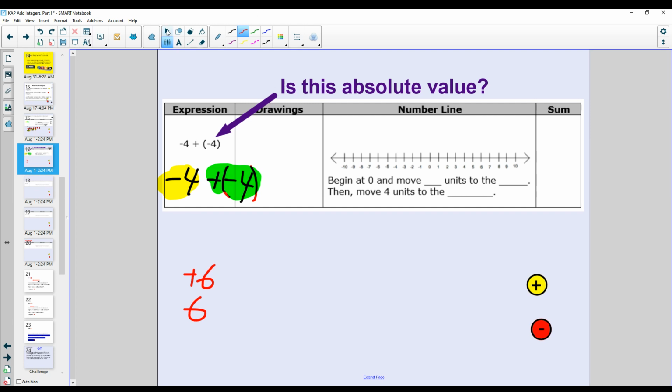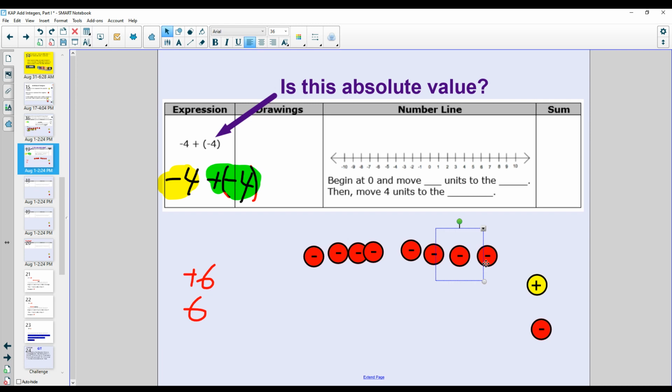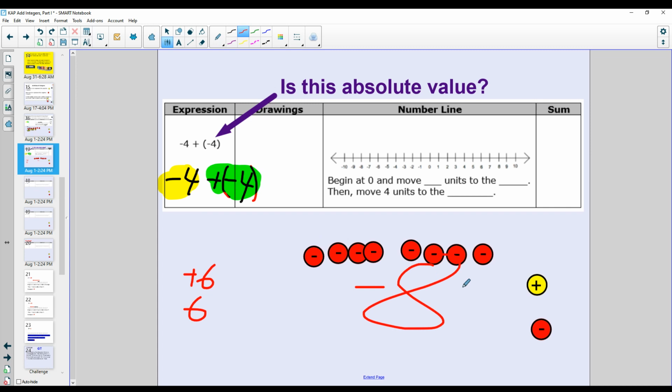So I'm going to use my drawing. I take out -4 and I add 4 more negatives. Does anything cancel here? Do you see any positives that make a zero pairs? No. What's left? The total answer is -8.